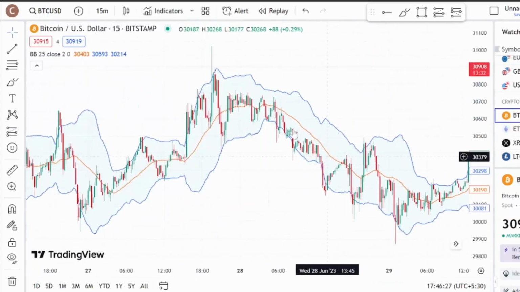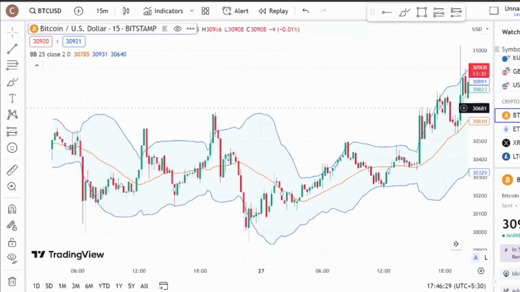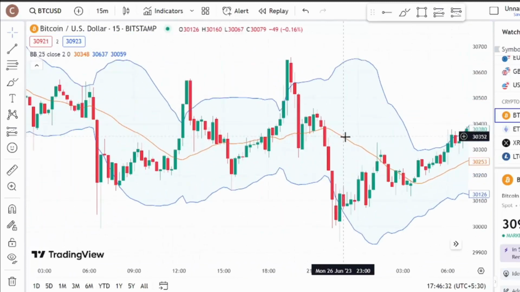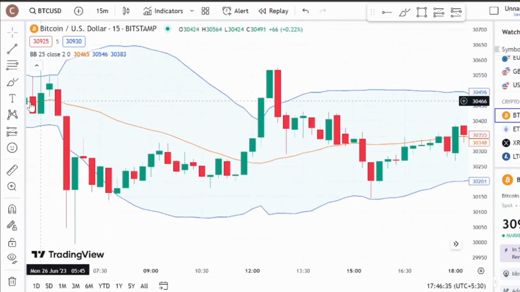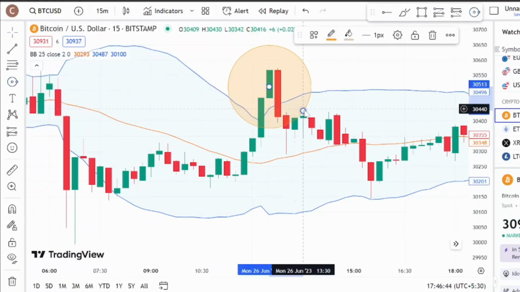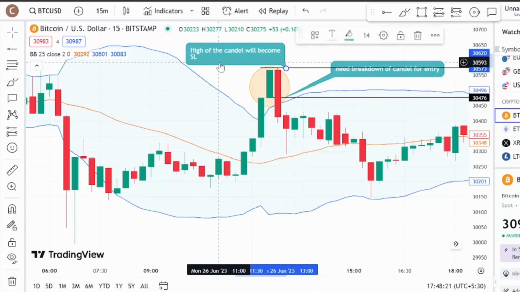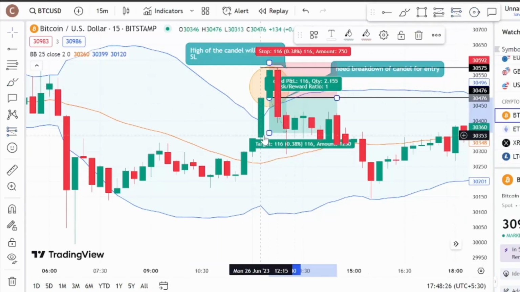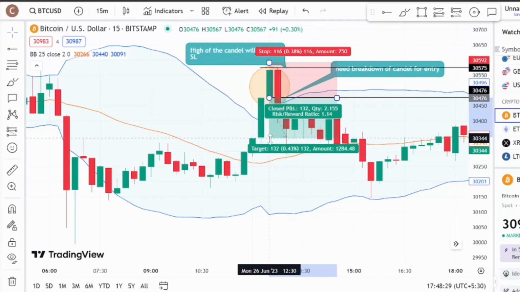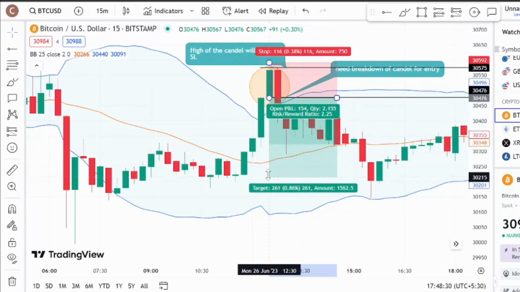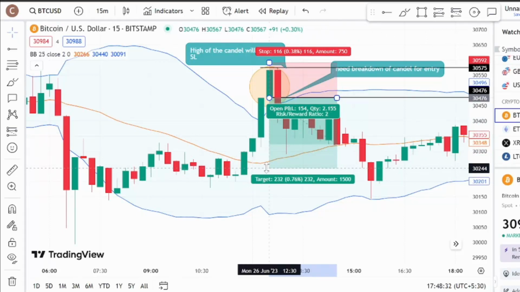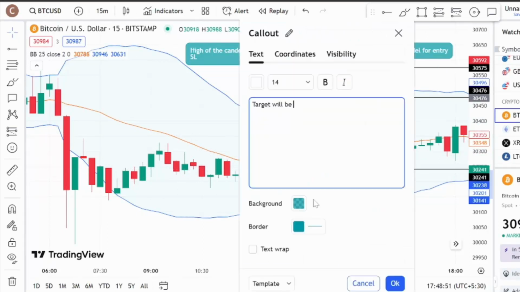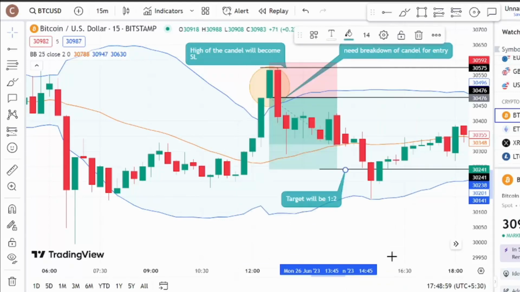Technical part is done, and in the next step we have to find a candle whose body is not touching the bands, like this one, which is floating above these Bollinger Bands. Now the low of the candle will be considered as the entry point and the high of the candle will be considered as the stop loss. You can take a screenshot of these so later on you can use it for yourself. And the target we expect on this strategy will be 1:2 per trade.